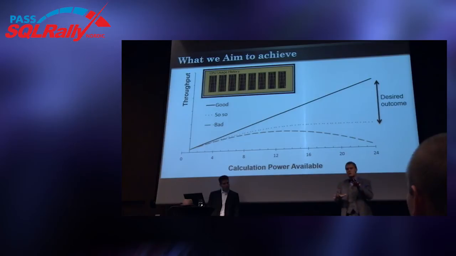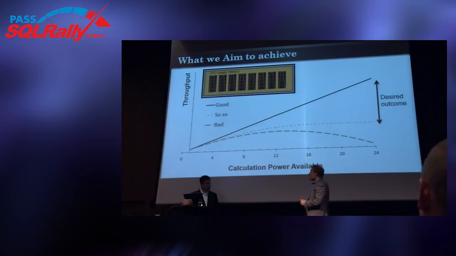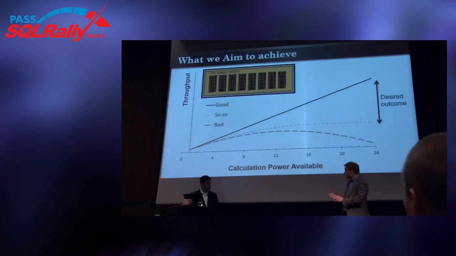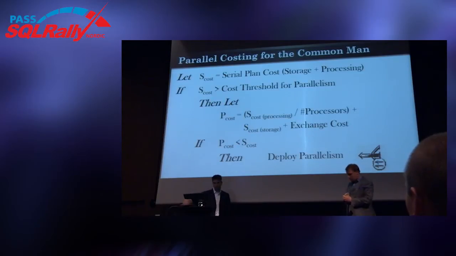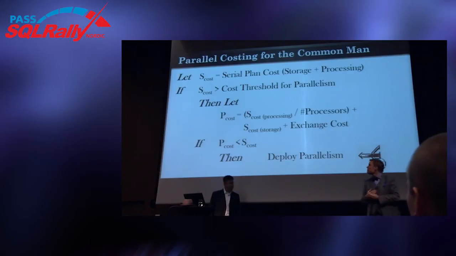There's no jagged sawtooth type pattern to the CPUs. So that is what we want to achieve when we configure SQL Server for parallelism. And the way that SQL Server makes that choice is by this rather complicated formula. I hope you follow it so far.